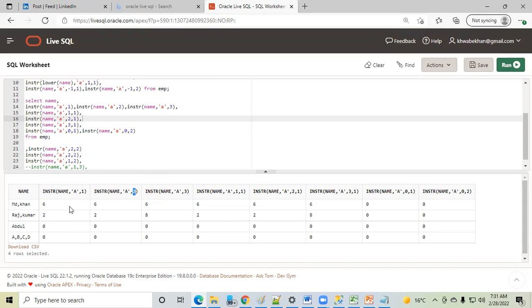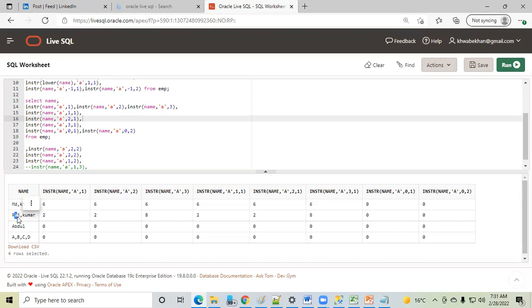It has started searching from the second position, but the position it got is displayed here. So if I have mentioned 2, in Raj Kumar it will start from A, correct? And here itself it found that A is present here. So that's why it has shown that this is the second position. Now most students get confused: they start counting from here only. They assume that this is the first position. No, while counting you have to start from the very beginning.